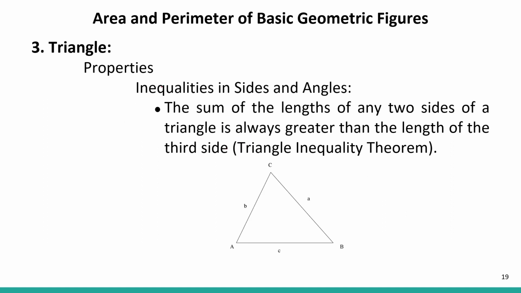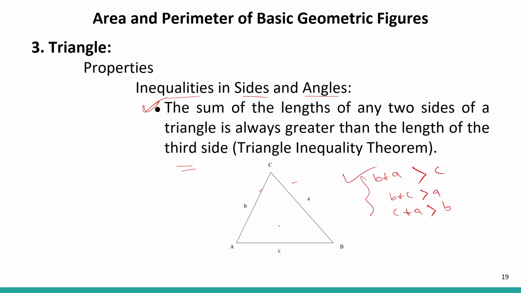Let's see. So inequalities in sides and angles. The sum of lengths of any two sides of the triangle is always greater than the length of the third side, as you can see here. What does it mean? If we take the lengths of any two sides, let's take this side and this side, then B plus A is always greater than C. If we pick any two, B plus C is always greater than A and C plus A is always greater than B. This is what this point means.